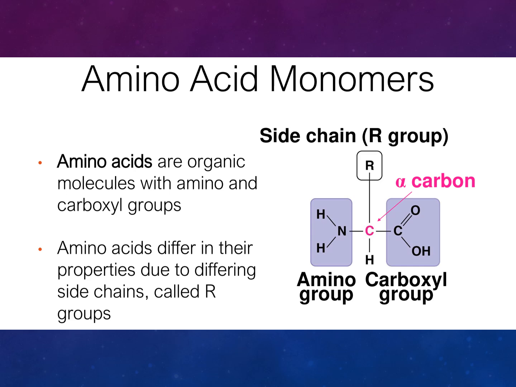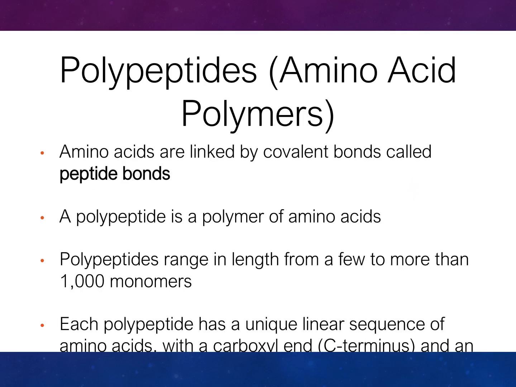Amino acid monomers, these are amino acids, which are organic molecules with amino and carboxyl groups, as you can see on the right-hand side, and these differ in their properties due to different side chains known as R groups. Amino acids are covalently linked by peptide bonds, so a polypeptide is a polymer of amino acids. Polypeptides range in length from a few to more than 1,000 monomers. Each polypeptide has a unique linear sequence of amino acids, from the carboxyl C-terminus to the N-terminus.